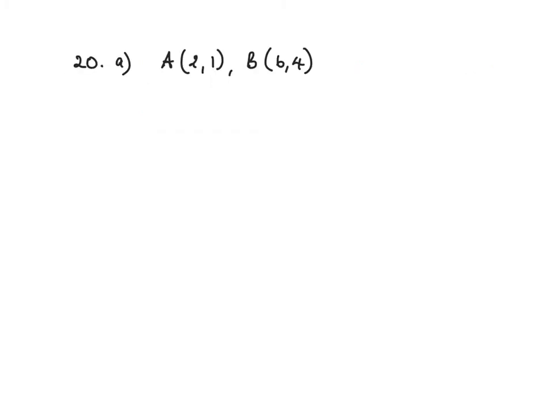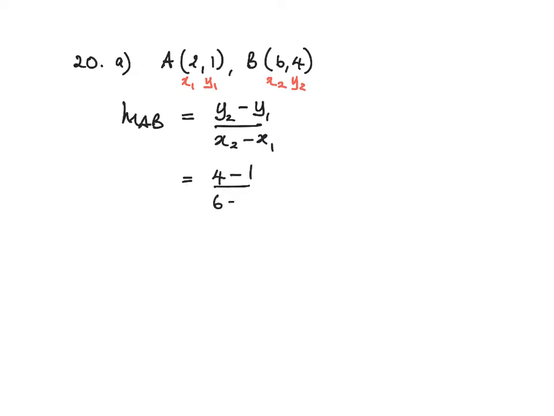Calculating the gradient, MAB, M is the letter we use to denote the gradient. The formula is y2 minus y1 over x2 minus x1. For those of you who are a bit uncertain, we could let this be x1, y1, and this would be x2, y2. So 4 take away 1 over 6 take away 2. That gives us 3 on top and 4 on the bottom.